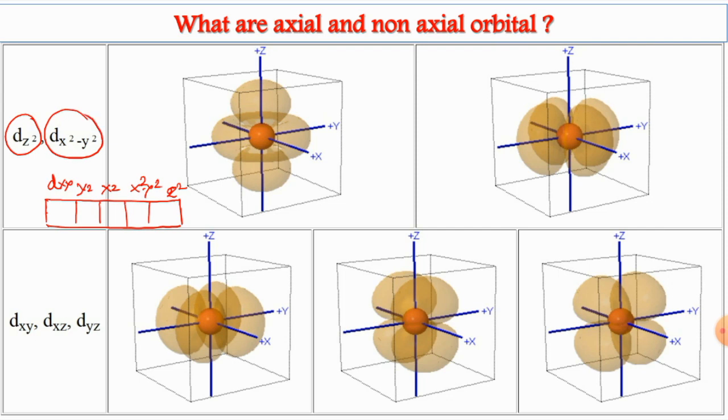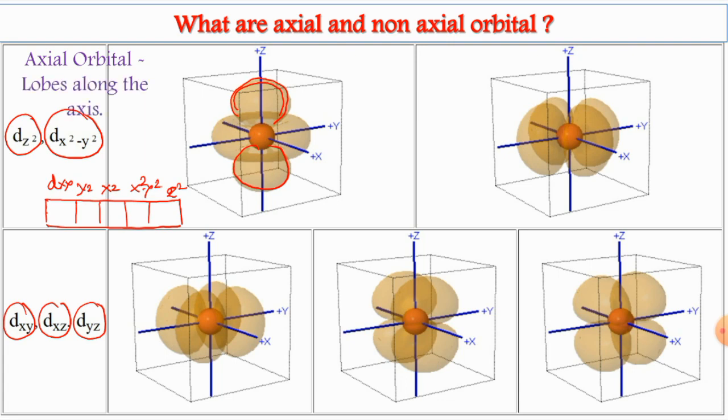They have lobes which are present along the axis. That's why they are said to be axial orbitals. And what is present in the lobe? Electron density. The orbitals whose lobes are directly oriented on the axis are called axial orbitals, while dxy, dyz and dxz have their lobes in between the axes, that's why they are said to be non-axial orbitals. This is the basic difference between axial and non-axial orbitals.